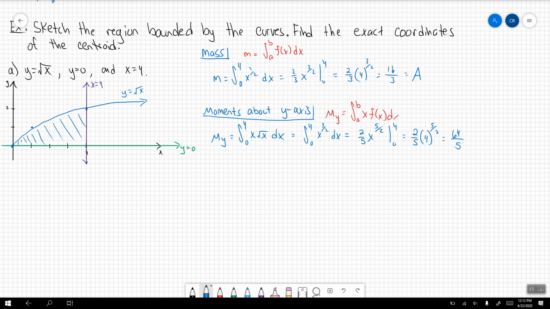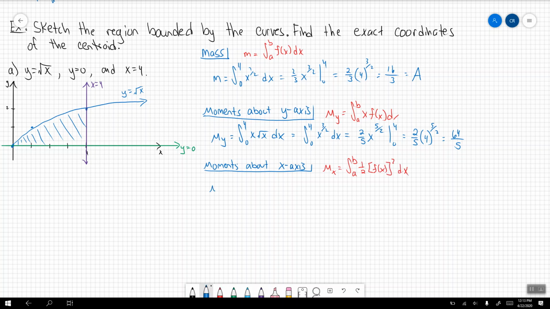Let's go ahead and find another moment. And that's going to be the moments about the x-axis. All right, so the moments about the x-axis, then we know this to be the integral from a to b, and then this is going to just be 1/2 multiplied by the function squared dx.